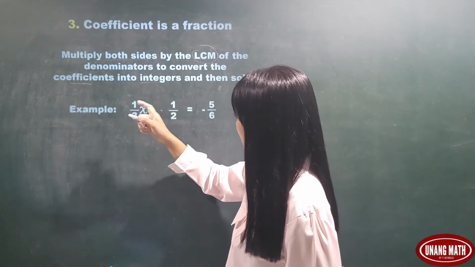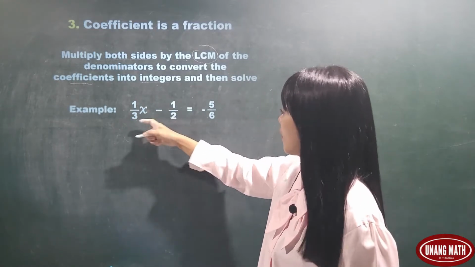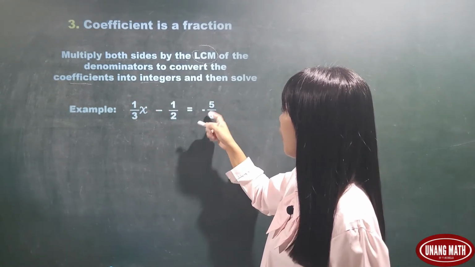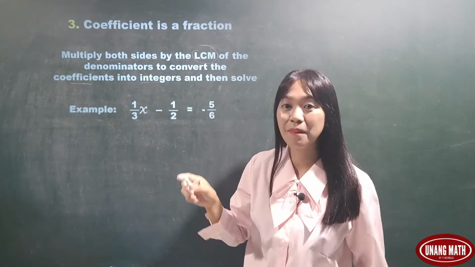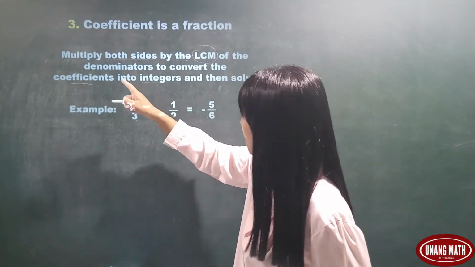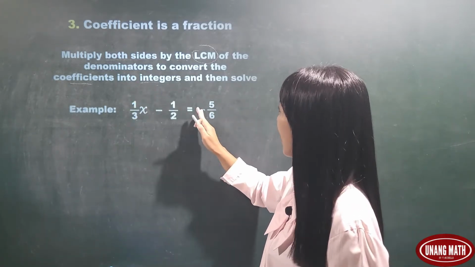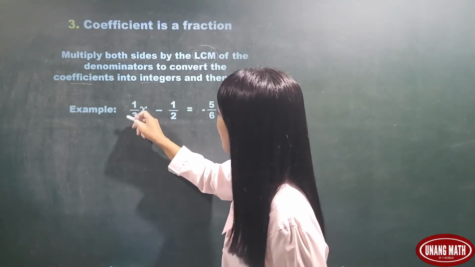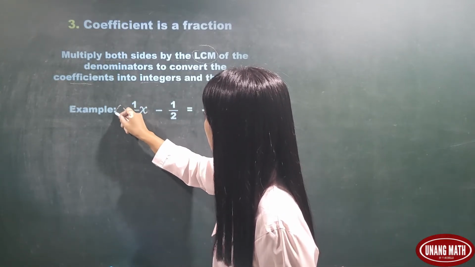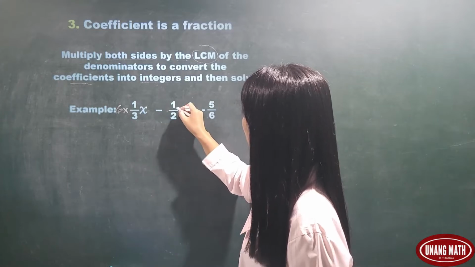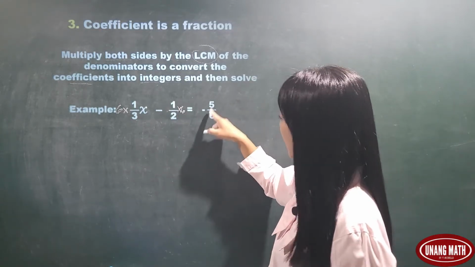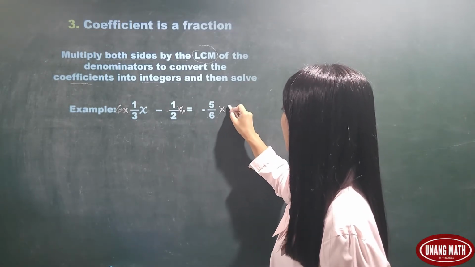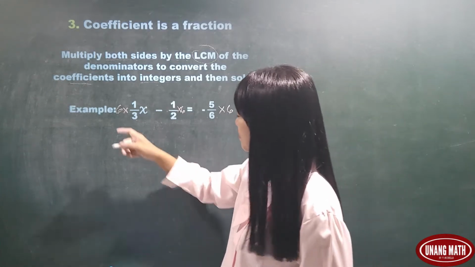Okay, the denominators are 3, 2, and 6. So the LCM is 6. So we have to multiply both sides by the LCM. So 1/3, this is times 6. So here is also times 6. Negative 5 over 6, this is also times 6.